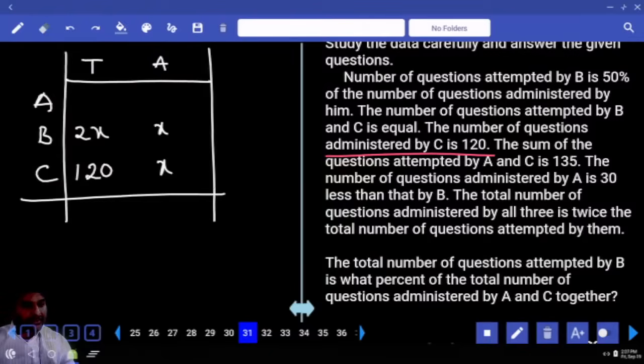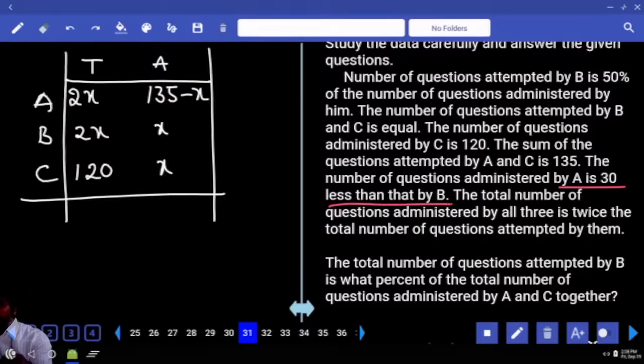Sum of questions attempted by A and C is equal to 135. Then A attempted questions are 135 minus x. Number of questions administered by A is 30 less than that of B, 30 less, 2x minus 30. Total number of questions administered by all the three is twice the questions attempted by them. Total 2x, to x, 120 minus 30.